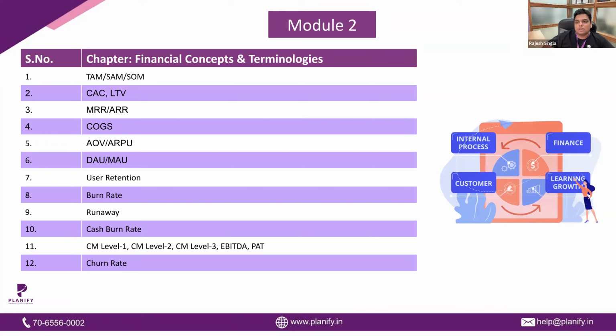So the first one is TAM, SAM, SOM. TAM is your total addressable market, SAM is your serviceable addressable market, and SOM is your serviceable obtainable market. Basically, in general terms, let's say I'm talking about the clothing or garment market. The total addressable market is the total market which the company can cater to. Let's say my focus area is urban ladies, anywhere between 20 to 40 years. So my SAM will get reduced. Let's say the total size is 1 lakh crore for the clothing industry. For women, it might decrease to, let's say, 70,000 crores. And when I talk about 20 to 40 years, this 70,000 crore will further get zeroed down to, let's say, 25,000 crores. So your 1 lakh crore becomes TAM, your 70,000 crore becomes your SAM, and your 25,000 crores becomes your SOM.